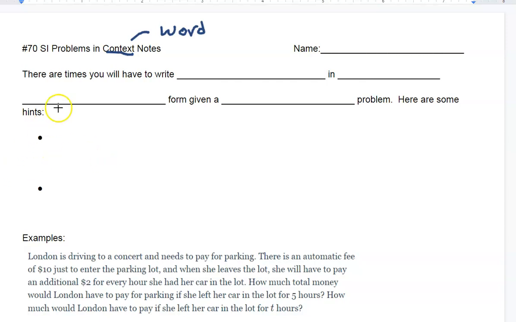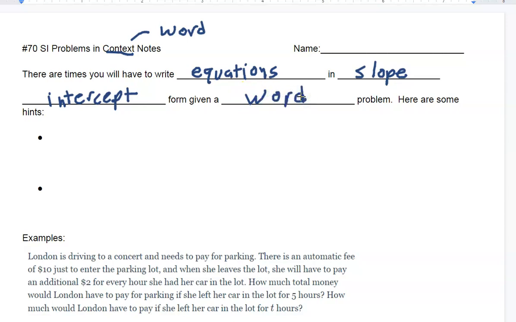So, there are times when you'll have to write equations in slope-intercept form given a word problem. Word up. Okay, here are some hints on how to do this and do it successfully.